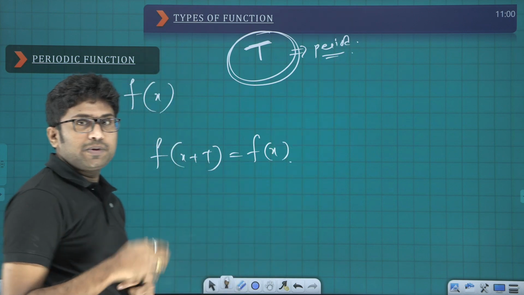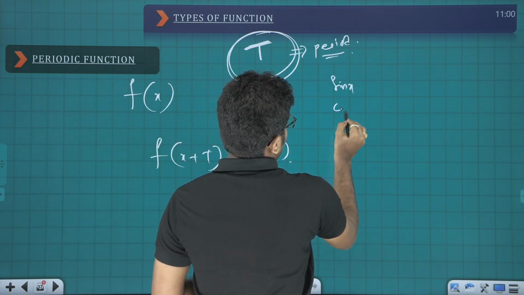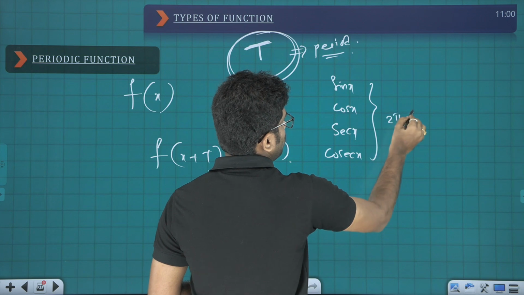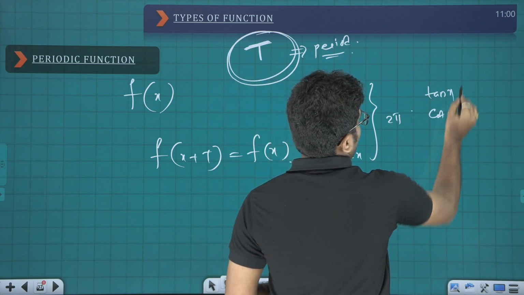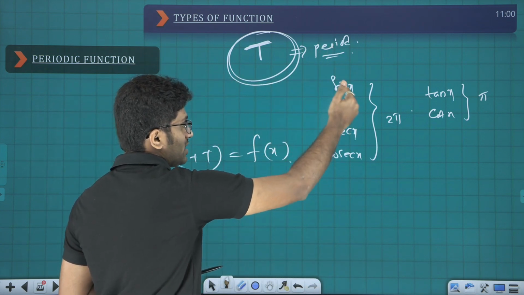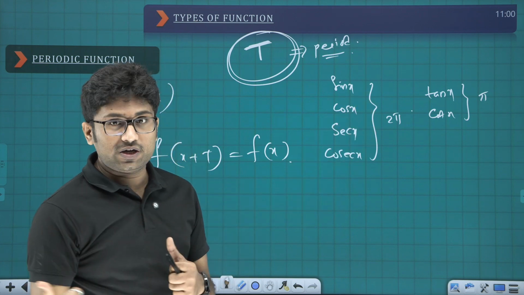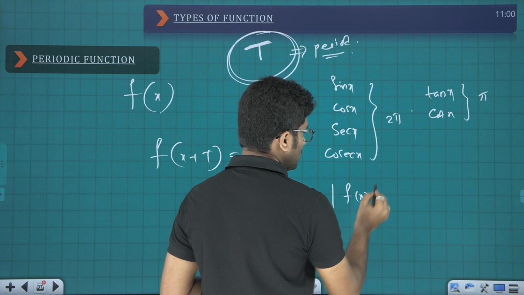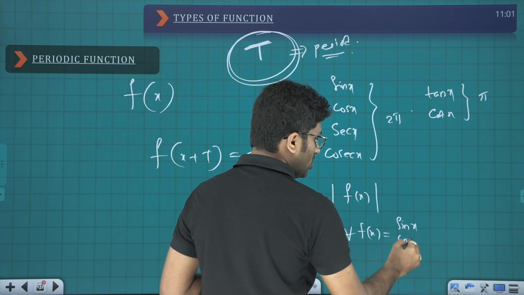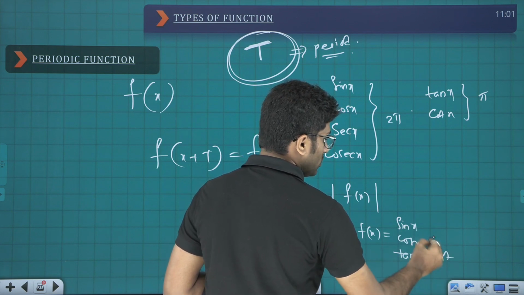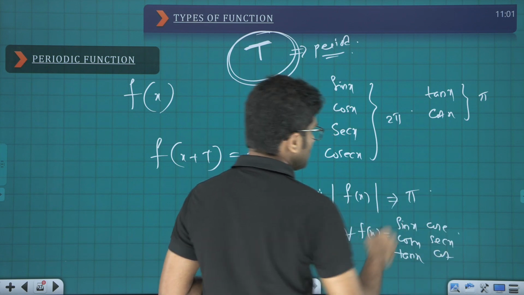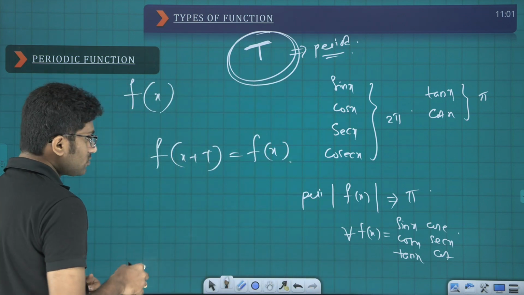of the given function. The period of sin x, cos x, cosecant x, secant x, all these periods are 2 pi. The period of tan x, cot x are pi. Okay. Next, the period of mod sin x, mod cos x, mod secant x, mod cosecant x, mod tan x, all if we have modulus. The period of mod f of x for all f of x equal to sin, cos, tan, cot, secant, cosecant is pi itself. Okay.